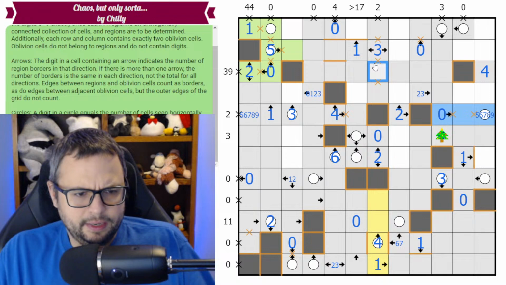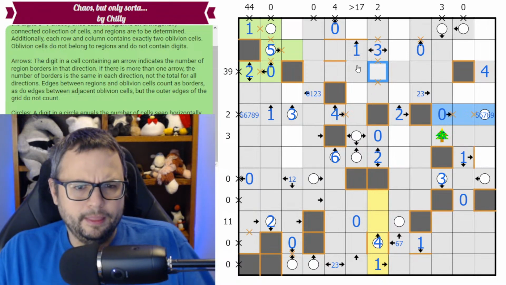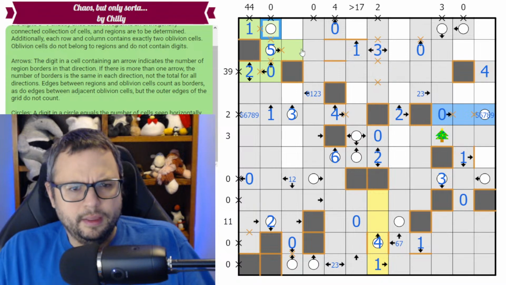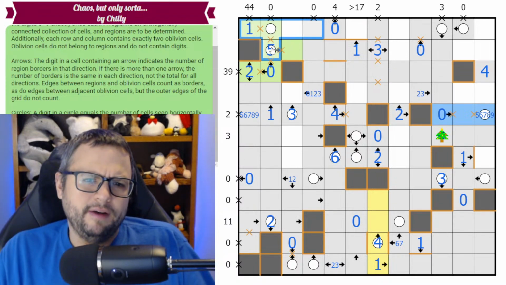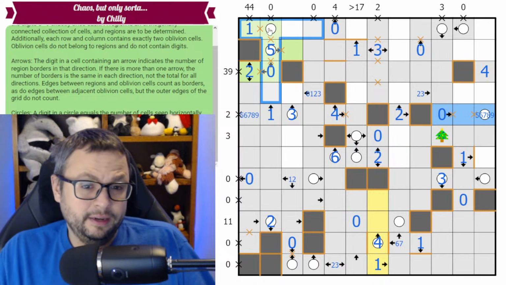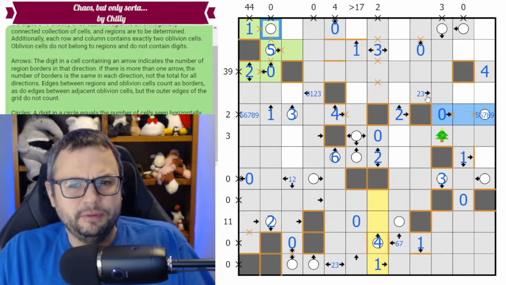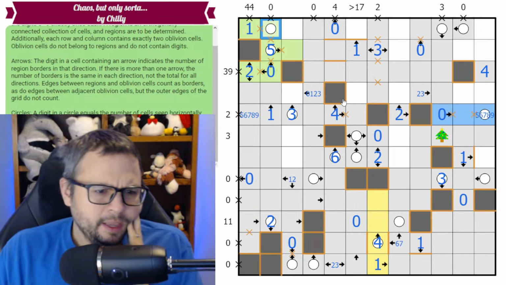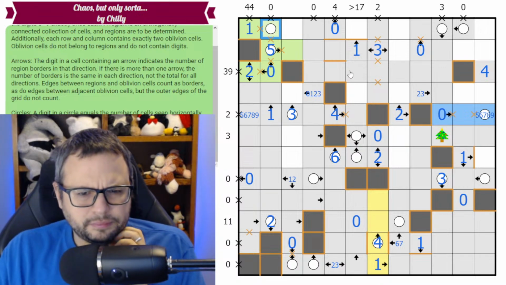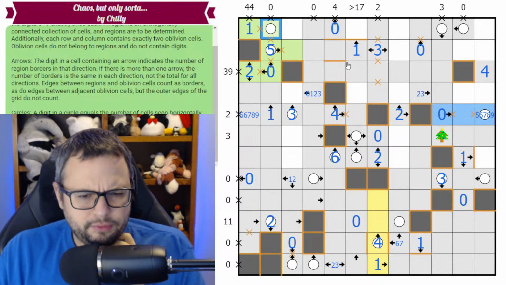Let's see. Okay, this cell is a maximum of 1, 2, 3, 4, 5, 6, 7. I don't know that I really want to pencil mark that though. That sounds like the way madness lies. So we will pass on doing that.